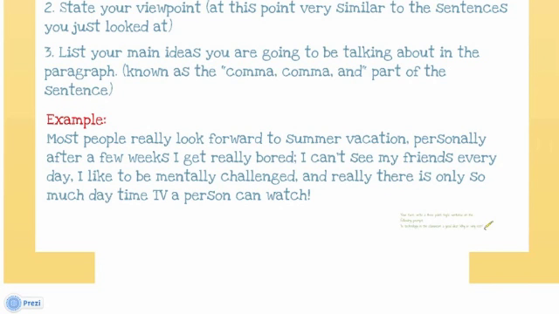So the topic is summer vacation. And then I'm narrowing my viewpoint by saying that I get really bored. And then I'm listing all of the things that make me bored, I guess, or what I'm going to be talking about in the paragraph. The fact that I like to see my friends every day like I do at school. I like to be mentally challenged, and I hate daytime TV. So I'm going to talk about them in that order. So I hit all three of the things that it's asking you to do.